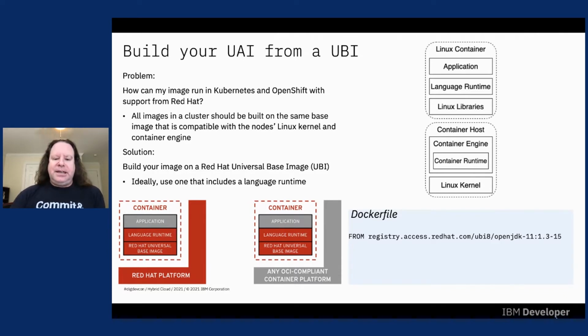The way you do that is in your Docker file, you use a FROM command. And in that, you specify one of the UBIs. Make sure to get it from Red Hat's registry, and you specify which UBI it is that you want to use. In this case, we're using the OpenJDK one, so this will be used for running Java applications.